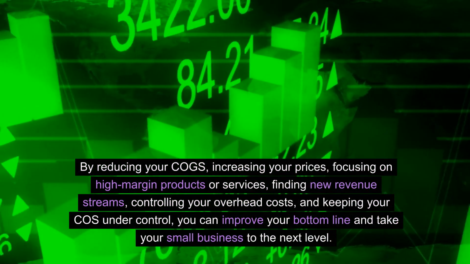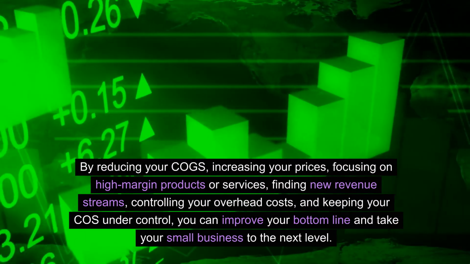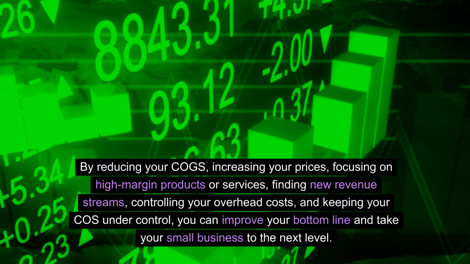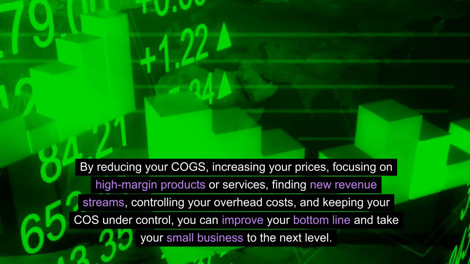By reducing your COGS, increasing your prices, focusing on high-margin products or services, finding new revenue streams, controlling your overhead costs, and keeping your COS under control, you can improve your bottom line and take your small business to the next level.